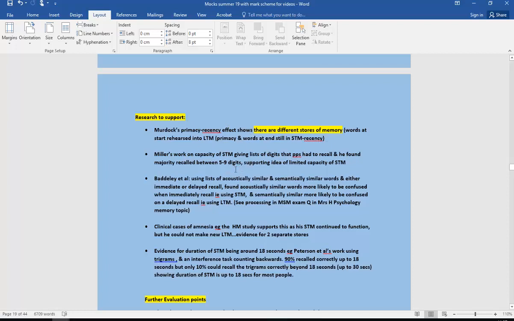Miller's work on the capacity of short-term memory gave lists of digits to participants that they had to recall, and most of them recalled 5 to 9. In other words, showing the limited capacity of short-term memory, 7 plus or minus 2 units.